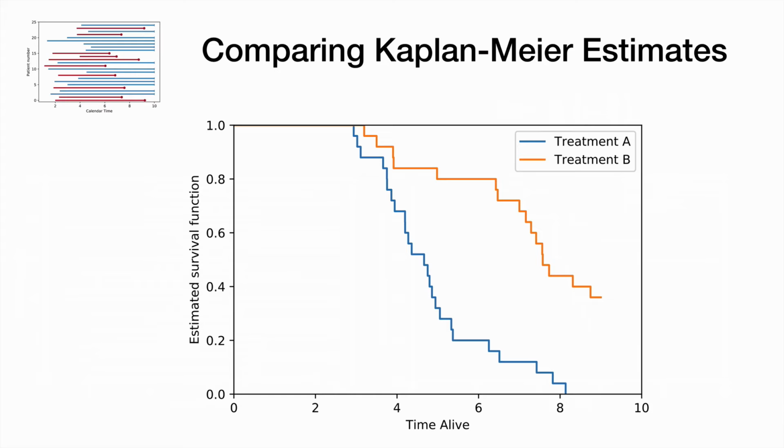And the real benefit here is that we can start to compare different Kaplan-Meier estimates. So if we have two different treatments, we can differentiate between the treatments by looking at the Kaplan-Meier estimates of their survival time in the different samples. And in this case, we will then favor the treatment that gives you the highest survival function.